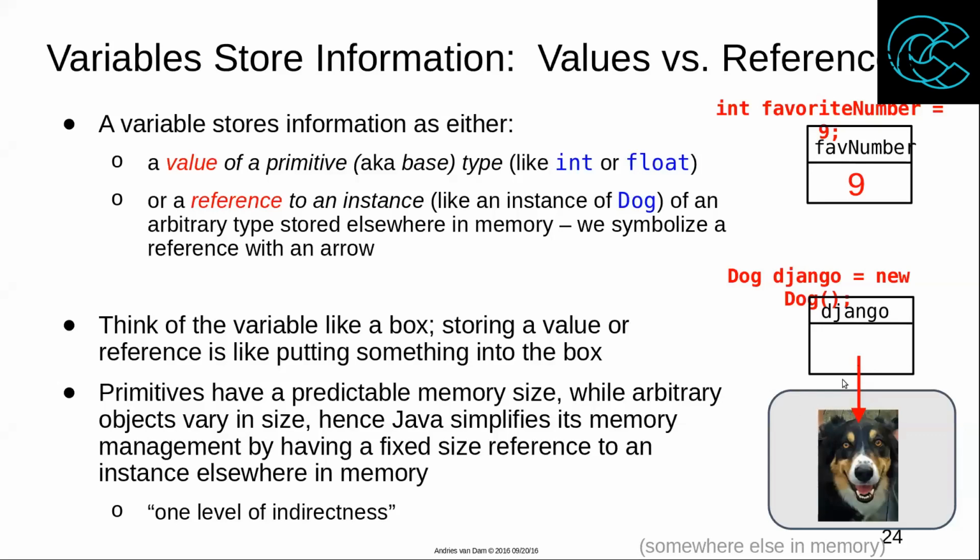So there's a level of indirection here, because it's stored somewhere else, and it's simply a pointer to that particular location. So is that clear? Value versus references.